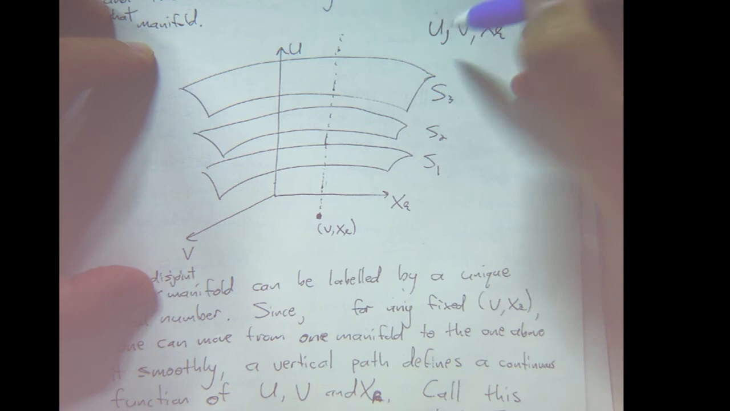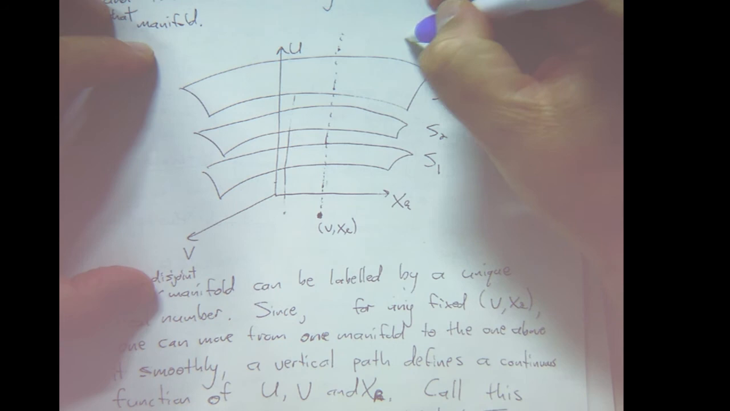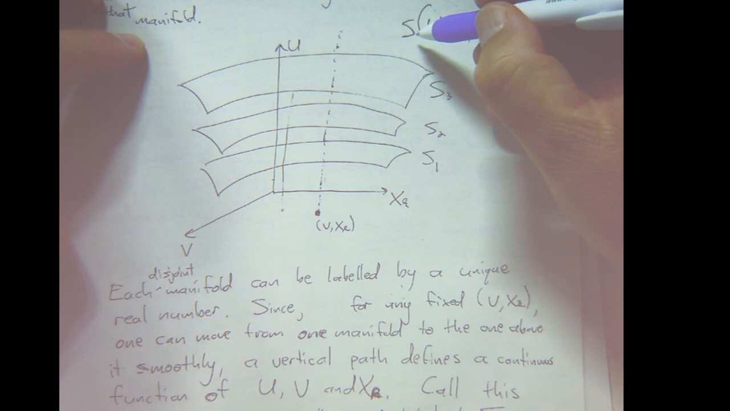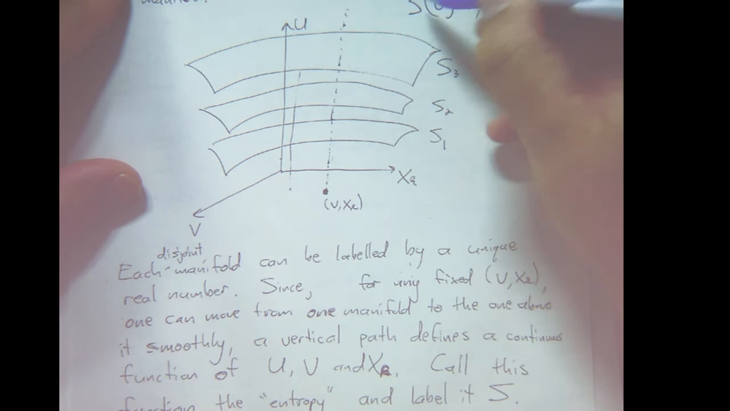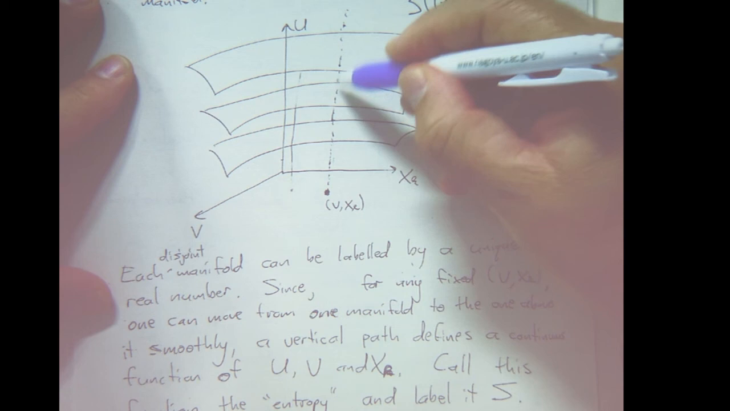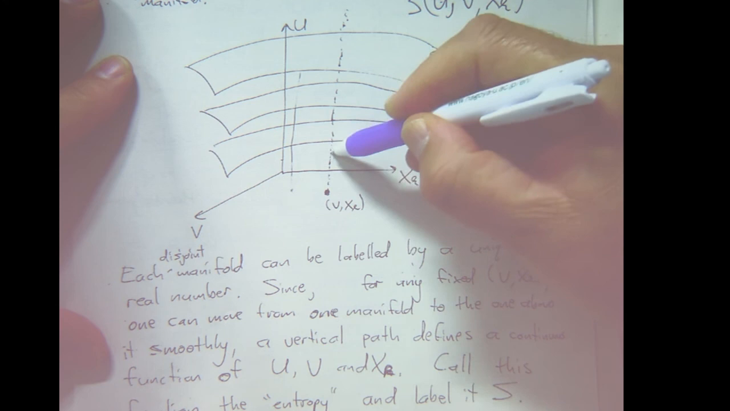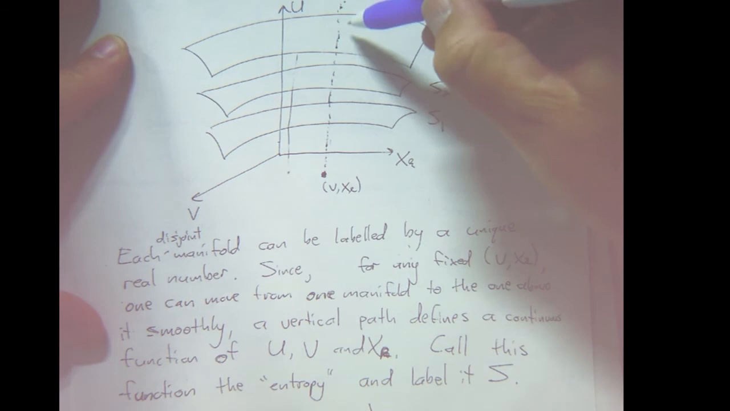If I pick another number here, I'll have a different u, different v and xk. What that's saying is that I've got a function of these variables, which we'll call s. And so I've proven the existence of this function s. We call this function the entropy. So each of these manifolds can be labeled by a unique real number. And for each v and xk, you can move from one manifold to the one above it smoothly. And the vertical path defines a continuous function of u, v, and xk. We call this function the entropy function.